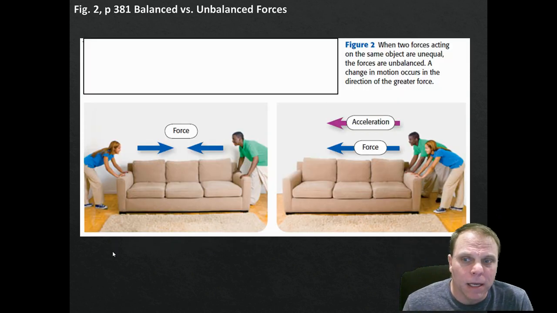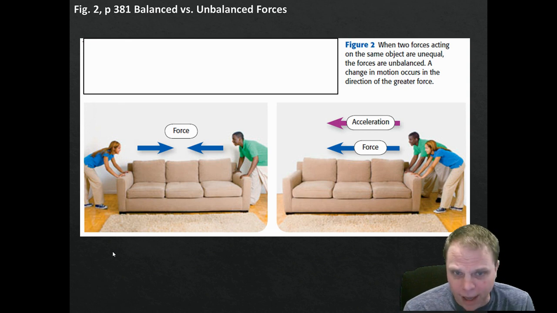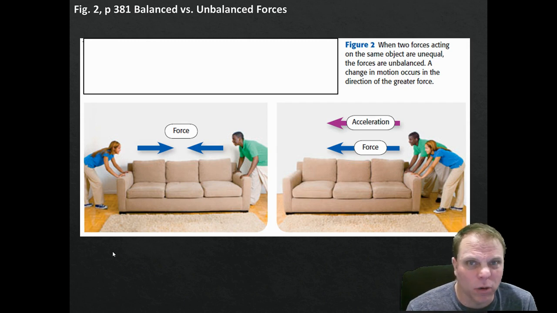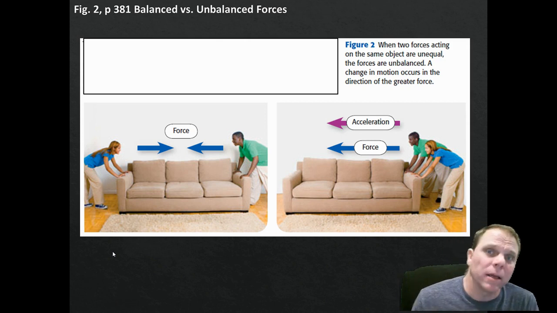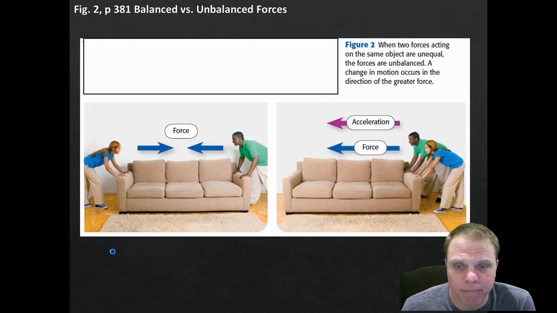So here we can see a couch, and we're balancing the force in the first picture, right? So the two individuals are pushing on it. The couch isn't moving because they have a balanced force. But when they're both on the same side, now there's nobody pushing back. And so now you have a force on one side which is greater than the force on the other, which is the force of friction in a sense. So the force of friction would be preventing that couch from wanting to move forward, but they have overcome that force and the couch will start to accelerate.